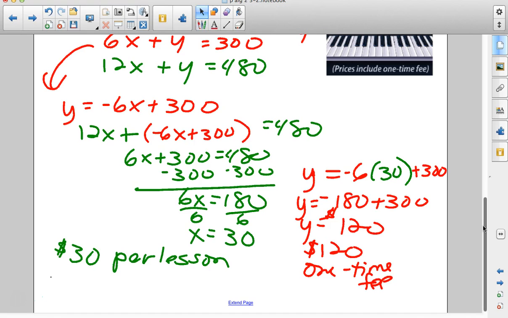There it is. So again, we could check this. We've got our two equations up there. We could actually think of this as a word problem and say, okay, does it make sense if they do 12 of these lessons and they add the one-time fee that they're going to get $480? You know, just think about it that way. But it's not so bad writing word problems when we know where we're trying to go with it.